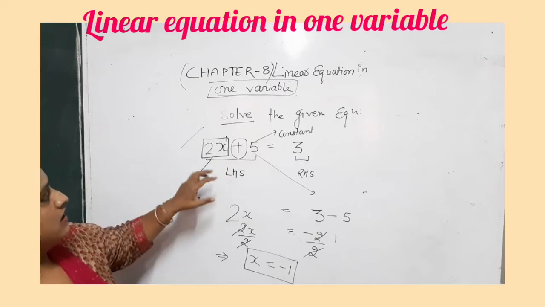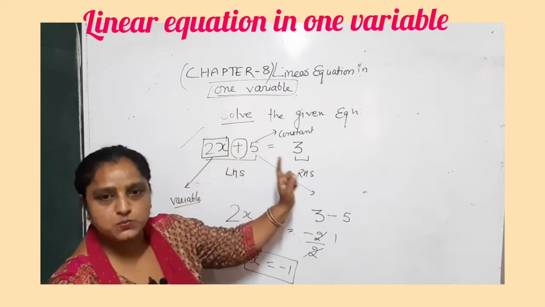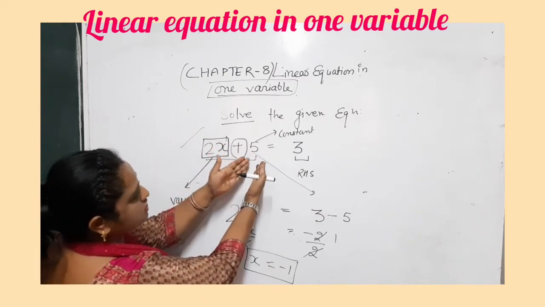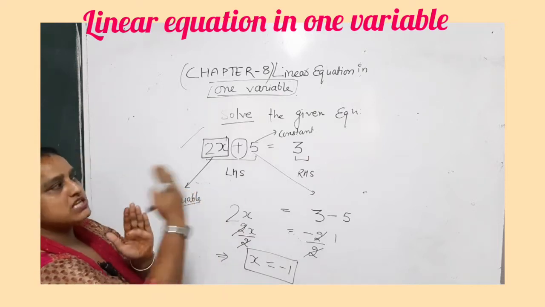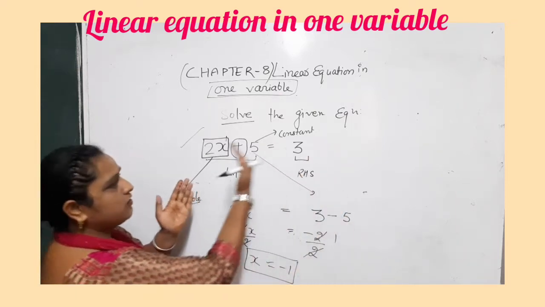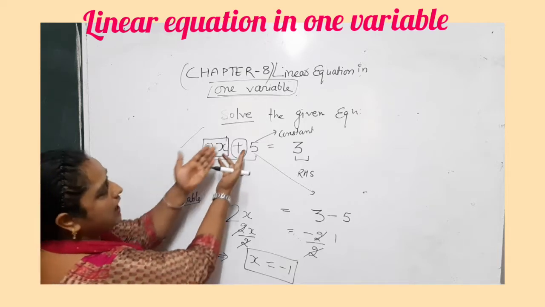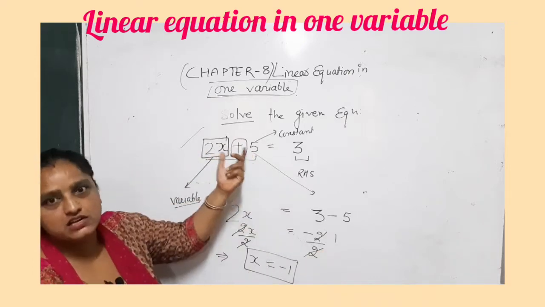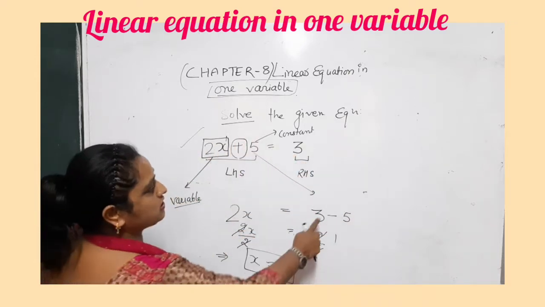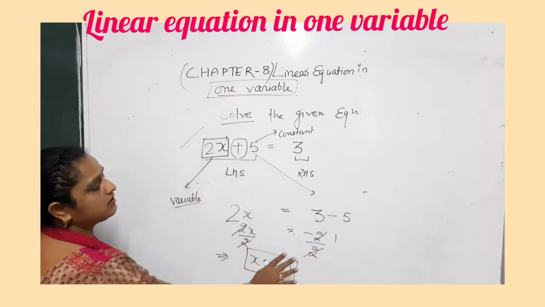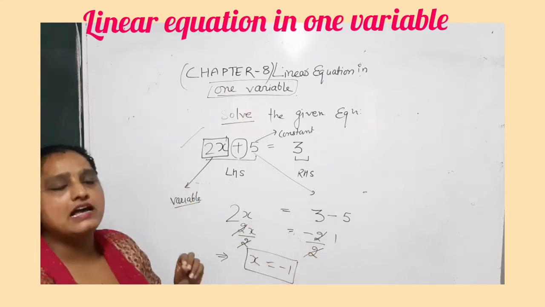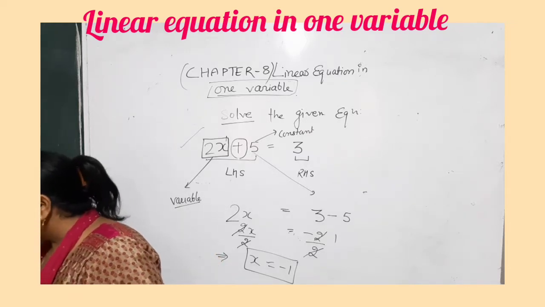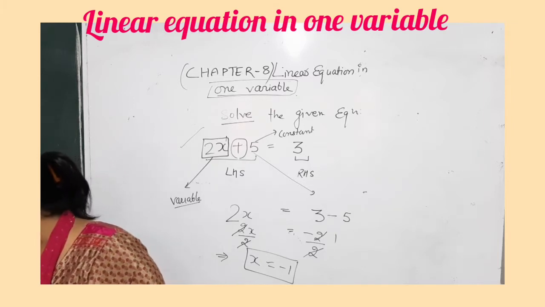Once again, a linear equation is given: 2x plus 5 is equal to 3. This is the variable term, and these are constants. Now we have to separate the constant on one side and the variable terms on one side. Whenever we transport this constant from left to right, the sign will change. If it is positive, it will become negative. So 3 minus 5 becomes minus 2, and after dividing, we will get the isolated value of x. Now we will take another example for solving the linear equation.